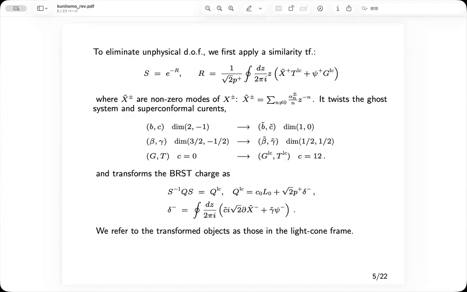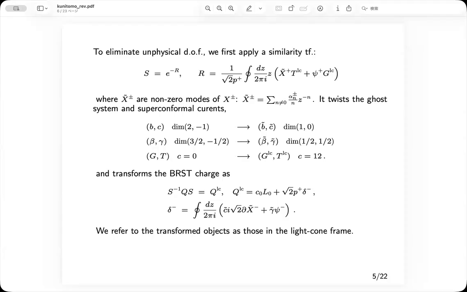The bc ghost, with dimensions 2 and -1, is twisted to those with dimensions 1 and 0. And beta gamma, with dimensions 3/2 and -1/2, are twisted so that both have dimension 1/2. Then the superconformal current, originally with vanishing central charge, is transformed to one with central charge 12.